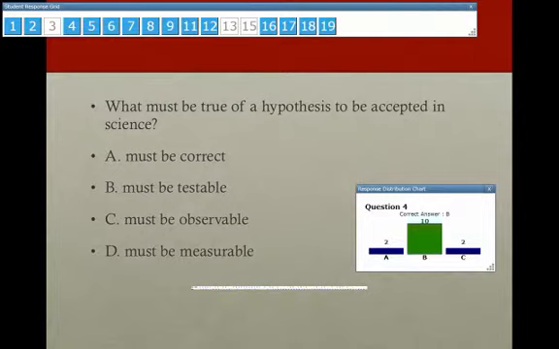Who else put A? Me too. When you make a hypothesis, you have to make a hypothesis that is testable, that is observable and measurable. I thought you meant to be accepted into like the sciences. Oh, as accepted as right? No. That's why I put correct. I see where you get that.